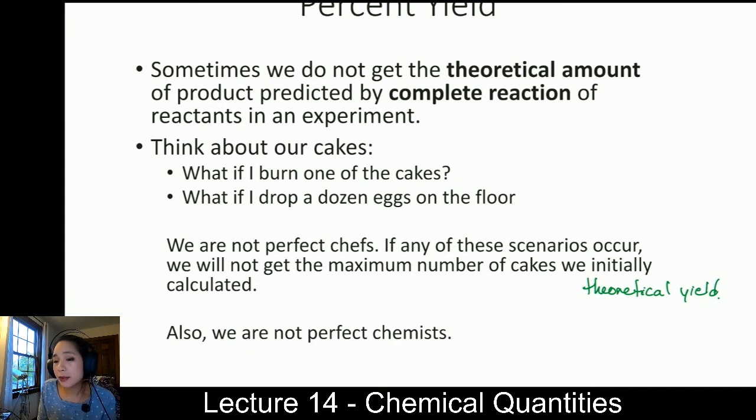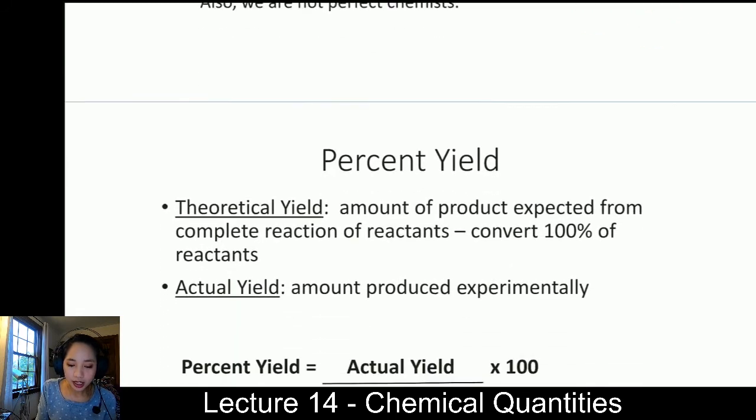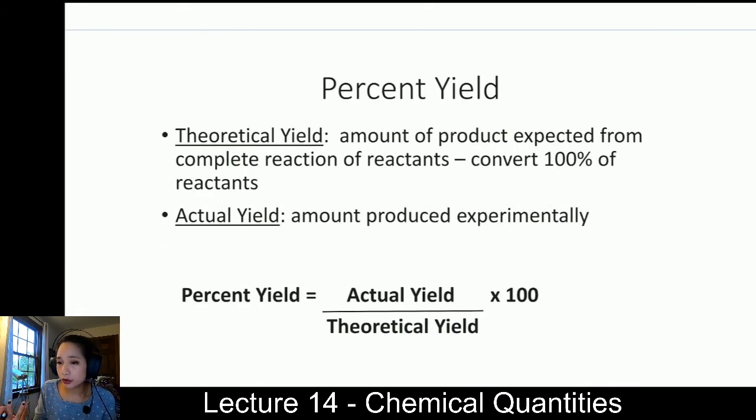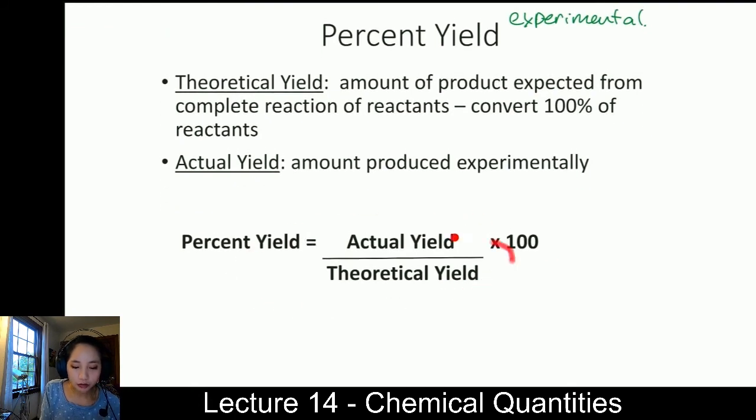Because we're not perfect chemists, when we're in lab, we might not actually produce the maximum number of moles of product that we initially calculated. So percent yield is an experimental number that we calculate in lab. So percent yield, here's the equation for it, where you need to calculate your theoretical yield. So it's the amount of product expected from the complete reaction of your reactants. Essentially, it means that we've converted 100% of your reactants. And remember, typically this is determined by your limiting reactant.